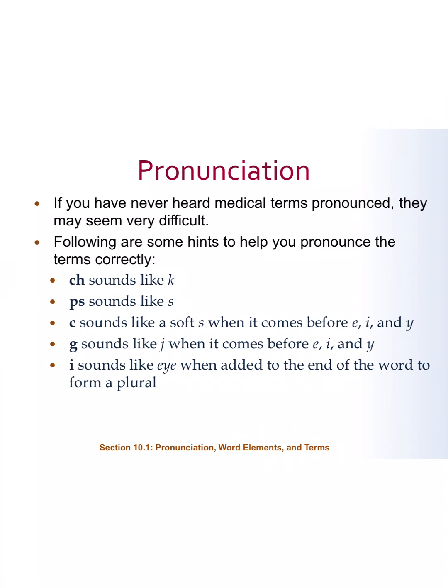When we see CH, that's going to sound like K. When we see PS, it sounds like S. C is going to sound like a soft S when it comes before E, I, and Y. G sounds like J when it comes before E, I, and Y, and then I is going to sound like "eye" when added to the end of a word to form a plural.